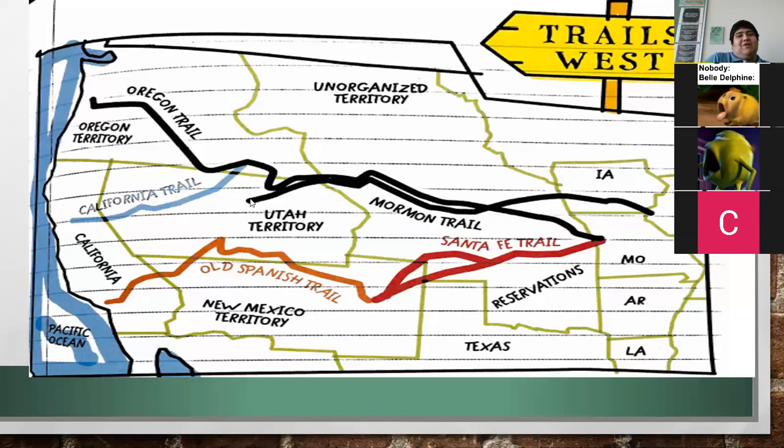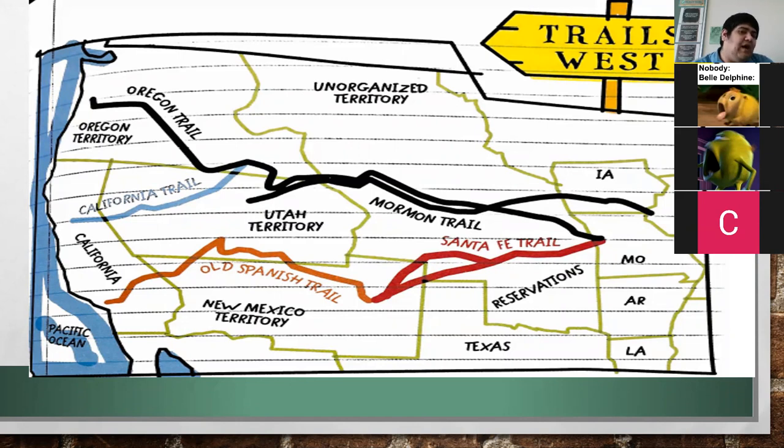And the Mormon ends right here in what will be Salt Lake City, Utah. The Oregon starts in Missouri, the Oregon Trail now, and it goes all the way into Oregon territory. So I want you to write the names of these down, because you will need them. The Mormon Trail ends in Utah. The Santa Fe Trail ends in New Mexico. The California and Old Spanish Trails end in California. And the Oregon Trail ends in the Oregon Territory.